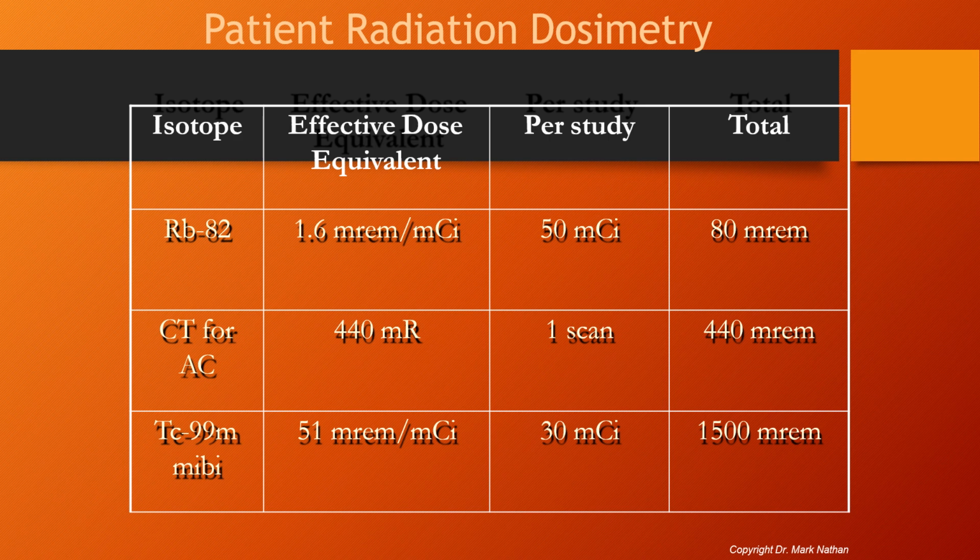Even when you're using CT for attenuation correction, if you add the rubidium study with the CT, then that patient is getting about 520 millirems compared to 1,500 for the technetium study.